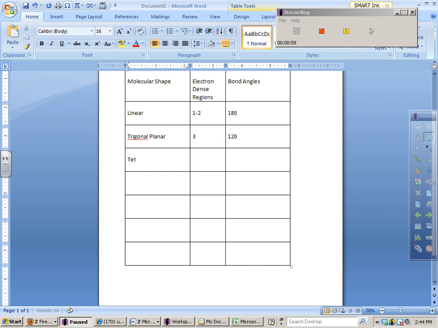Our next one will be the tetrahedral. It's going to have 4 electron dense regions. Bond angles here are exactly 109.5 degrees.